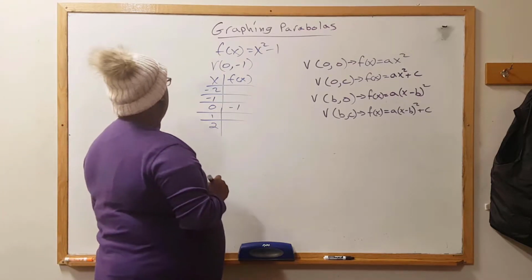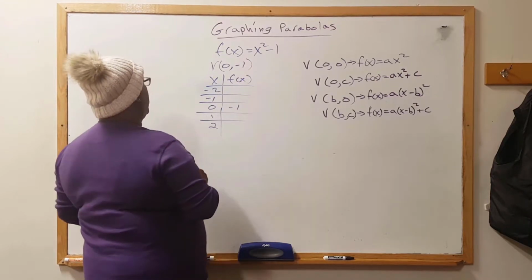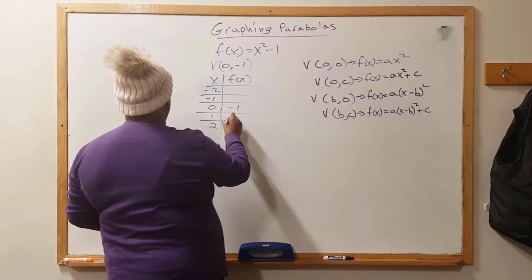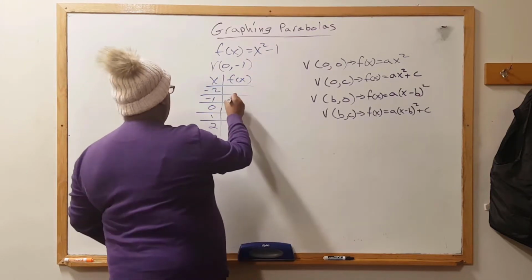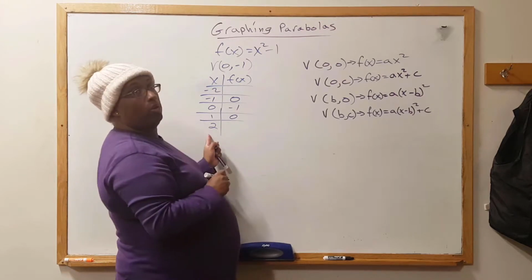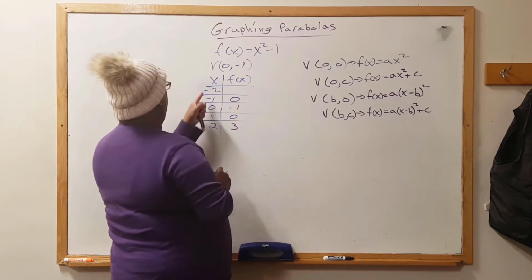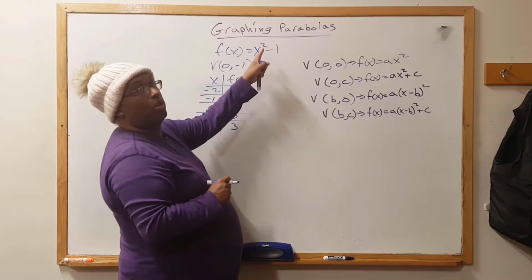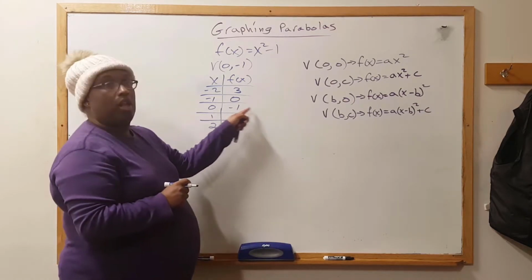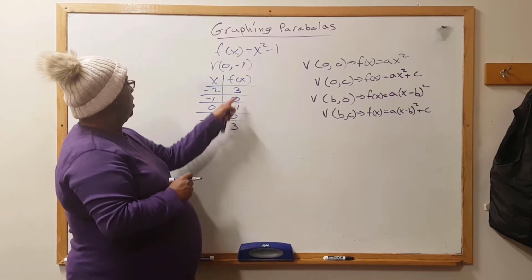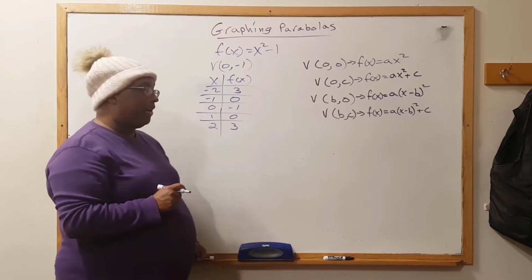So if I plug in 1, 1 squared minus 1 is going to be 0. And -1 squared is 1 minus 1 is also 0. 2 squared is 4 minus 1 is 3. And -2 squared is 4 minus 1 gives us a 3. Again, on either side of the vertex, our points are symmetrical. So we know we did it right. Now we can graph this.